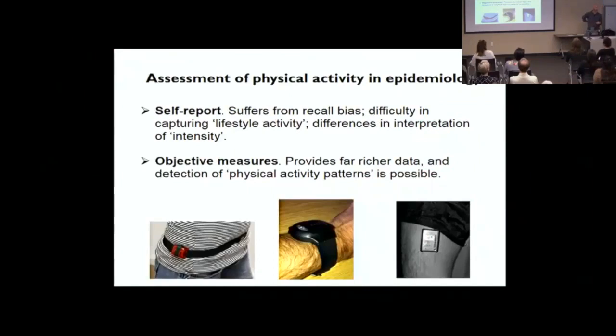It's also very difficult to assess what's thought to be important for health these days, which is the ubiquitous types of physical activity, walking, and also the sedentary types of activity such as sleeping and sitting at one's desk for extended periods. And this is where objective measurement devices have really come into their own.